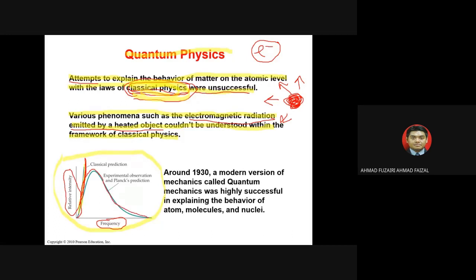So in other words, the classical prediction, or classical physics, fails in this experiment, meaning that you need a new theory to explain the new spectrum that you have here. Around the 1930s, a modern version of mechanics called quantum mechanics was highly successful in explaining the behavior of atoms, molecules, and nuclei. This new theory is able to explain this curve, this experimental observation.